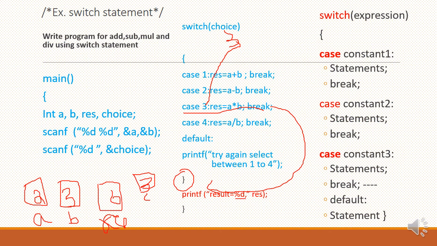For this percentage d, what happens? What is the value of res? It is stored here. So your answer is result is equal to 6, when it is case 3.